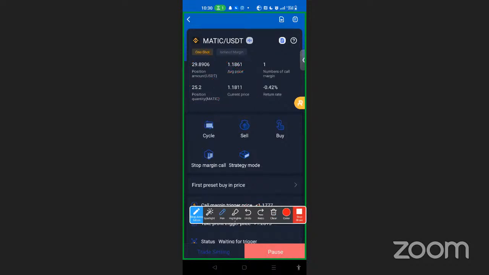The margin calls are the number of times the robot has bought apart from the first time it entered the market. The return rate is the difference between the average price and the current price. So we are done with this area.